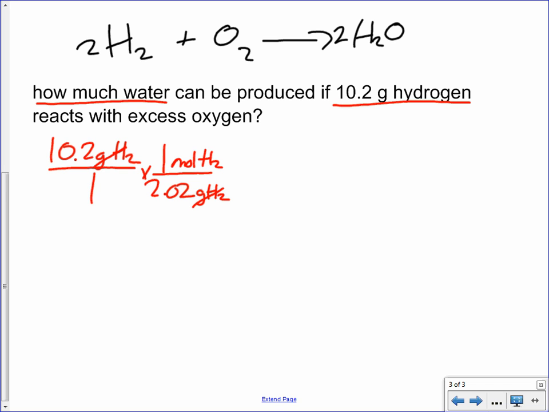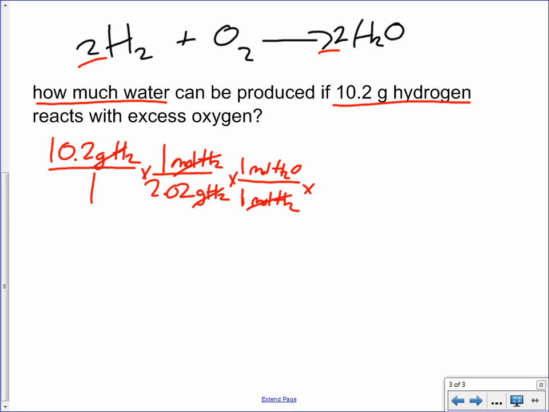Okay? If we did this calculation, it would tell us how many moles of hydrogen we had to begin with. Now the next step would be converting to moles of water. So if we look at our equation, there are 2 moles of hydrogen for every 2 moles of water. That's the same as 1 to 1, so I'm just going to skip that step. 1 mole of hydrogen for every 1 mole of water. So now this would tell us how many moles of water would be produced.